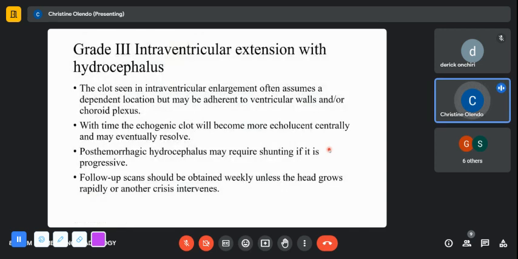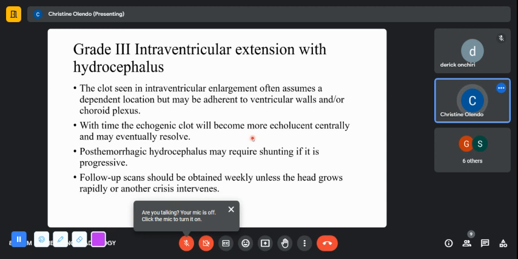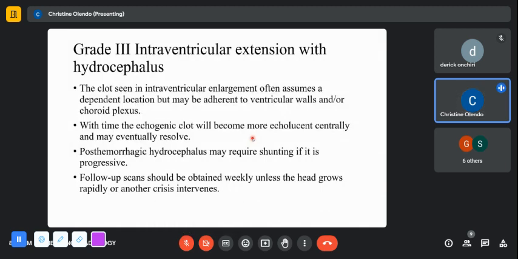So we go through grade 3. This is now intraventricular hemorrhage with hydrocephalus. There's ventricular enlargement, and the clot is seen in the enlarged ventricle, and it may be dependent, depending on the position of the baby, or it can be adherent to the ventricular wall. Again, with time we have the changes that we previously discussed. Post-hemorrhagic hydrocephalus may require shunting, and you need follow-up scans obtained weekly, unless the head grows rapidly or any other crisis intervenes, which will make you scan sooner than one week.